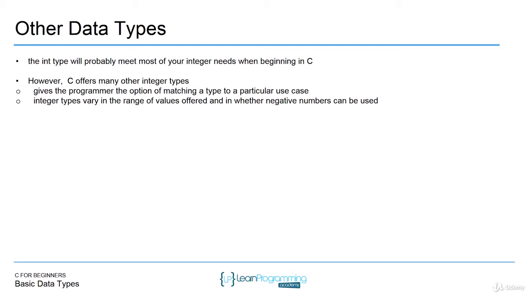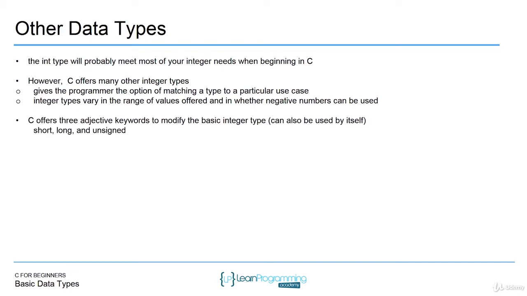Depending on the use case, depending on the data, it allows it to be even more precise. So this is one of the ways that C can become even more efficient. If you have something very, very specific, you can specify a specific data type as part of an integral or an integer, and it will make the program run quicker. So it gives the programmer options, flexibility with additional data types. Integer types can vary in ranges, and in whether negative numbers can be used.